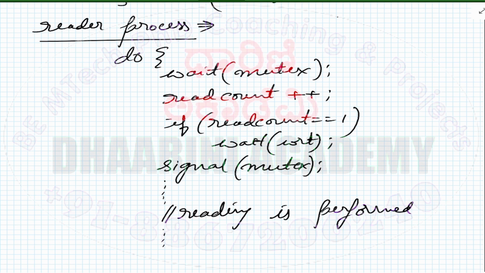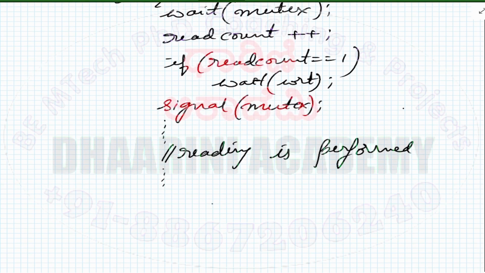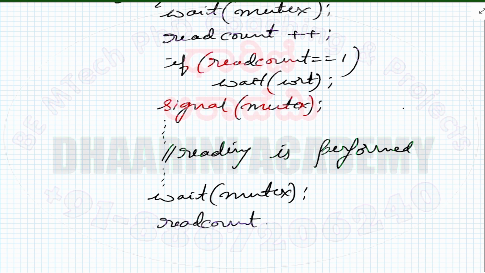Now once this is completed, you do the reverse. So signal has been performed here, so once the signal is done, I just have to reverse it by performing the wait. This is wait mutex. Now once you perform the reading operation, you should decrease because you are leaving now. So read count minus minus.